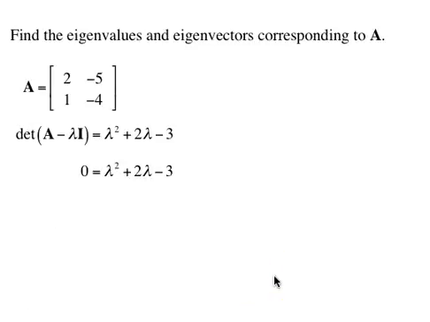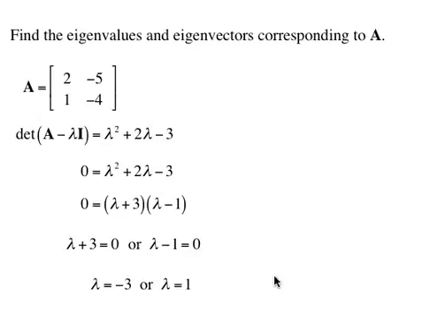And then we'll factor that into lambda plus 3 times lambda minus 1. So lambda plus 3 is 0, or lambda minus 1 is 0. Lambda is -3 or lambda is 1. So we found both eigenvalues for this matrix. Now we need to find the corresponding eigenvectors.